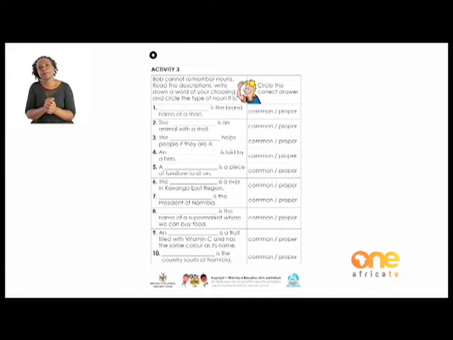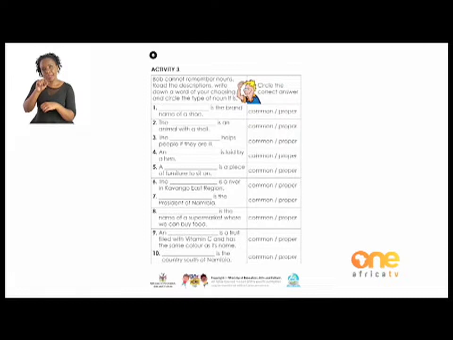Right, I think it's clear now. On your left, it says, circle the correct answer. Now, how do we answer this? Let's go to number 1. I'll give it as an example. Maybe number 1 and 2 as examples, and then the rest, you do it on your own. Right. The first one, Dash is the brand name of a shoe.